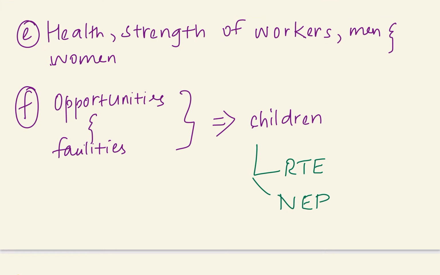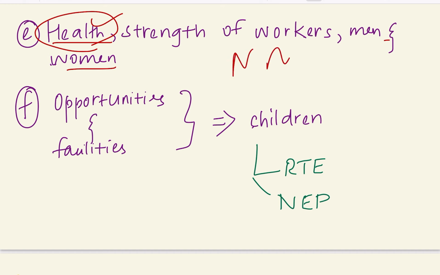Article 39E provides for the health and strength of workers, men and women. For the health of workers, there are a lot of schemes. If we take the Nasha Mukt Bharat, this is aiming at eliminating the consumption of narcotic drugs, right? For this directive also, there are a lot of schemes and policies that the government has come up with.